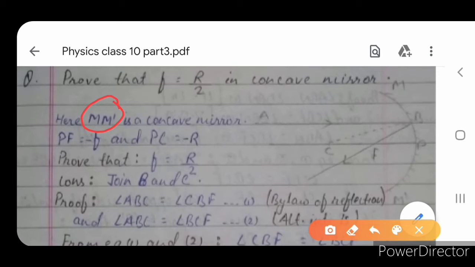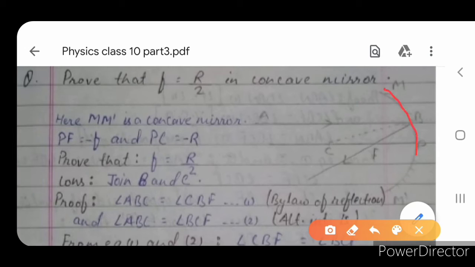So PF is the focal length, that is minus f. I have already told that in concave mirror everything is negative. Focal length, radius of curvature, everything will be negative. So here PF, I mean focal length, is minus f, and PC is what? Radius of curvature. It is denoted by minus r, because in concave mirror everything we take negative. Now prove that f is equal to r by 2.